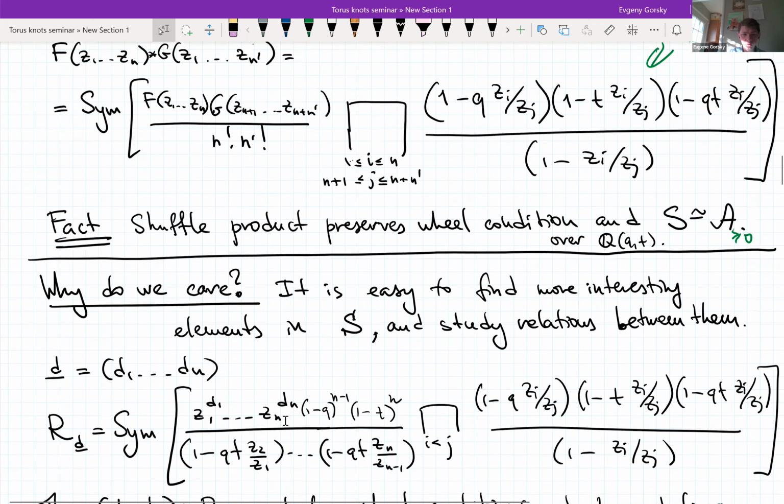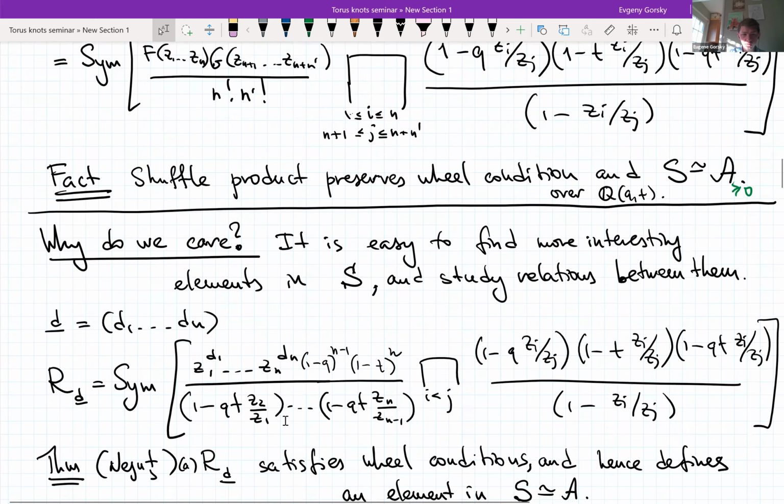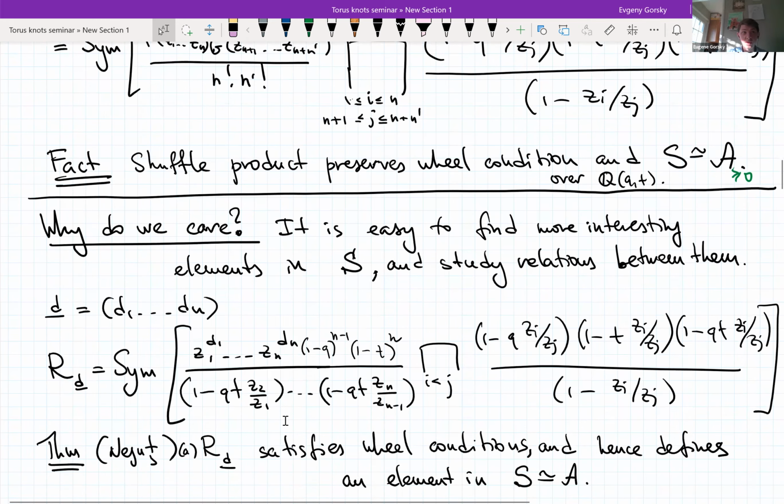And so the result of Andrei from about 10 years ago is that this R_d satisfies the vanishing conditions. So it is an element in this algebra S, in the shuffle algebra, which is, as we know, isomorphic to the elliptic algebra or the positive half of it. And so again, this is not just a rational function. All denominators cancel out. So it is actually a Laurent polynomial. It's symmetric.